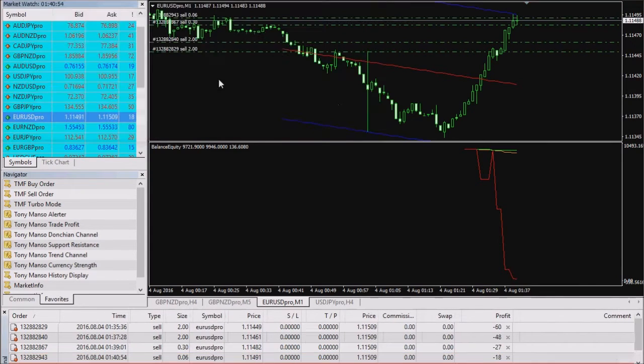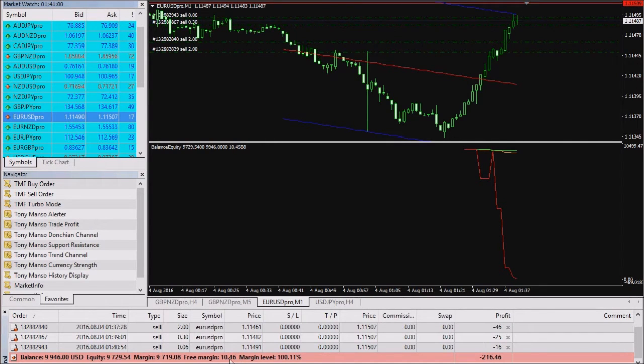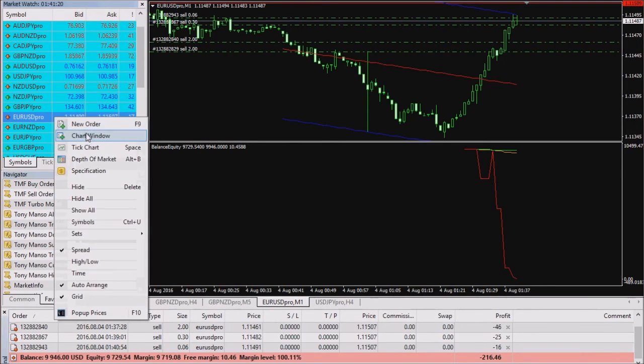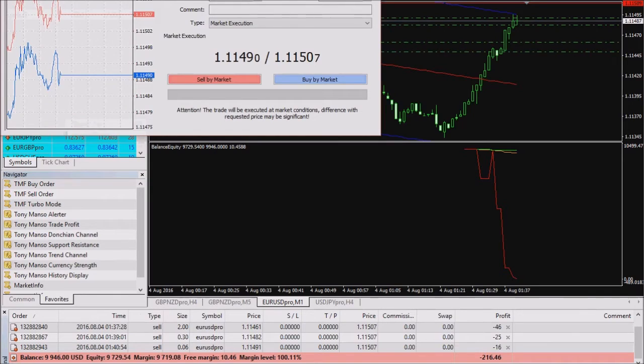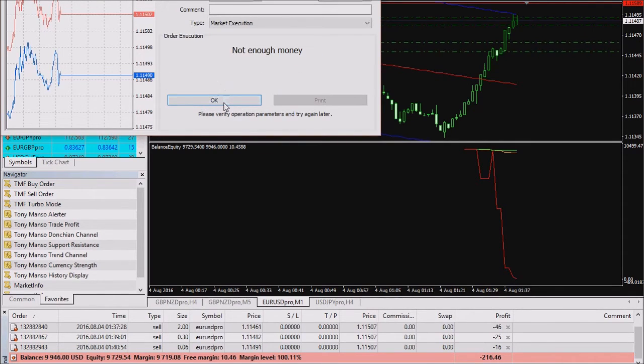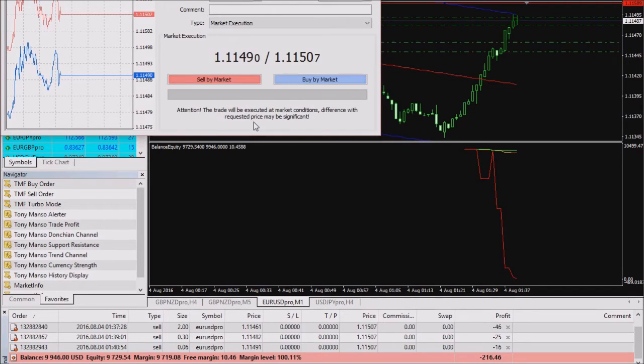Let's see. All right. So now, okay, that trade went through. Look at this. I got $10 free margin left. Okay, I've got $9,700 tied up in trades. And I don't think I can place another trade, but I'm going to try. I'm going to keep placing trades. Here we go. Euro Dollar. New order. Oh my goodness, this is crazy. No, I can't even place the smallest trade possible because I don't have enough free margin.